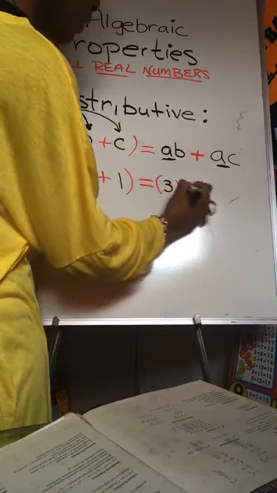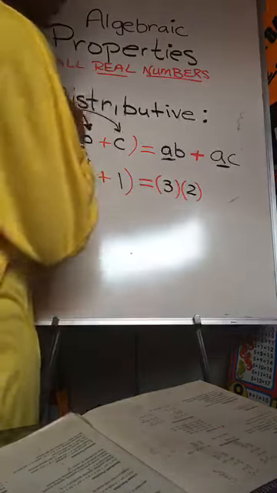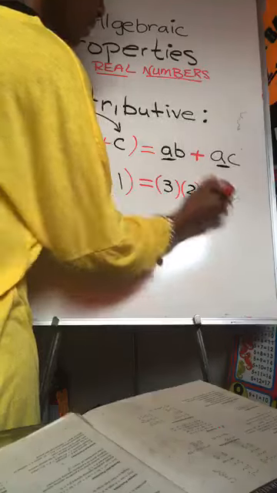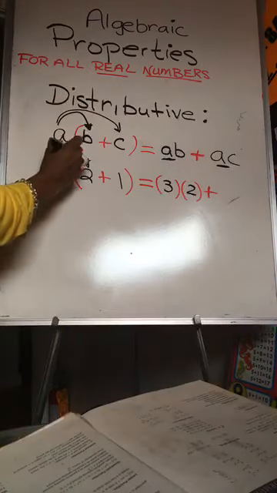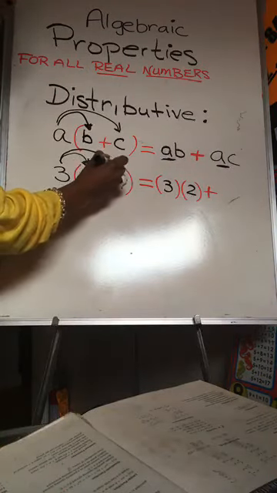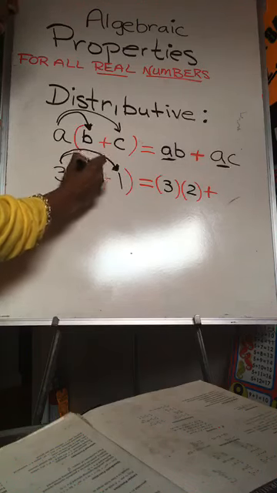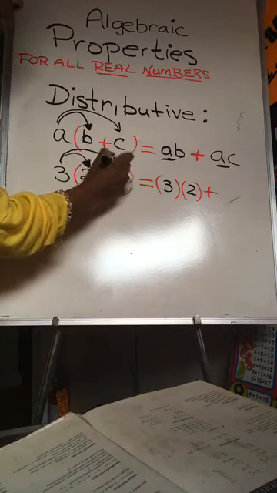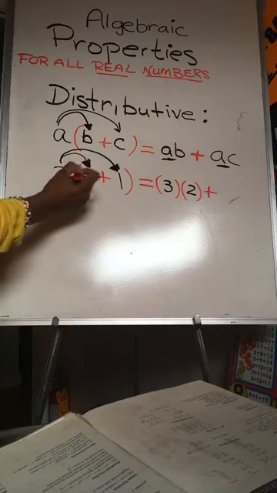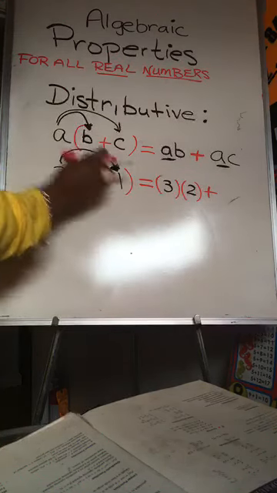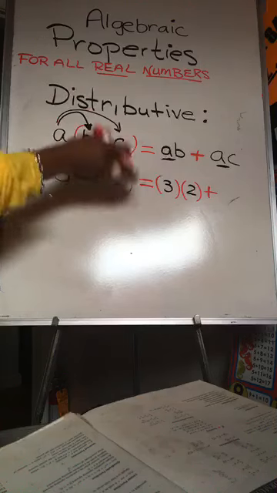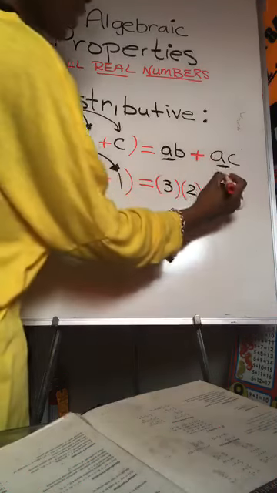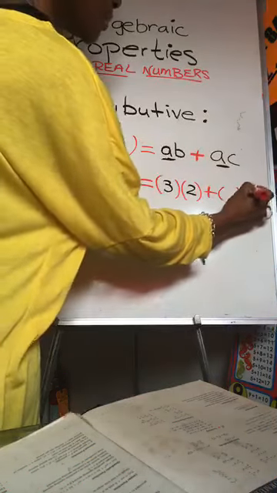All right, so 3 times 2 plus, now let's go back, 3 times 1. Trying to be neat here. Okay, so now we have 3 times 2. Now we're distributing inside the parentheses. So now we're going to have 3 times 1.